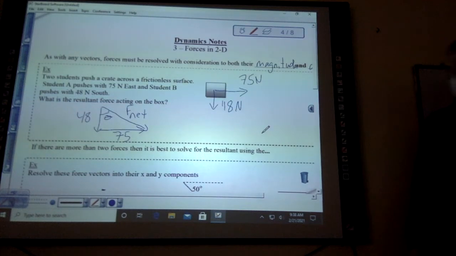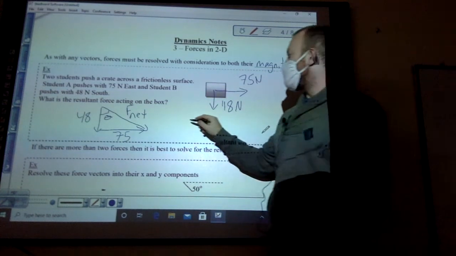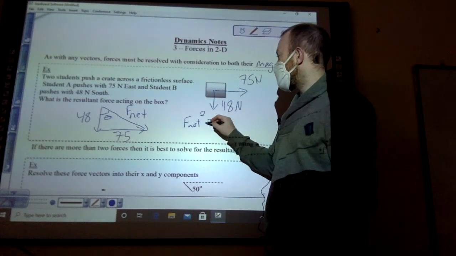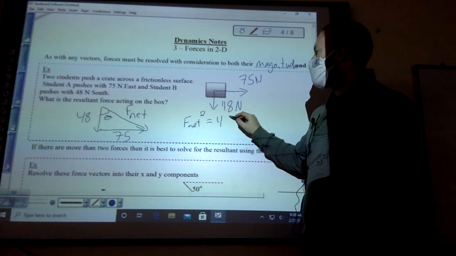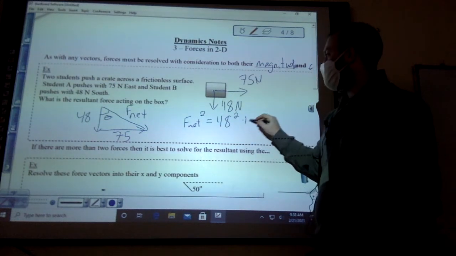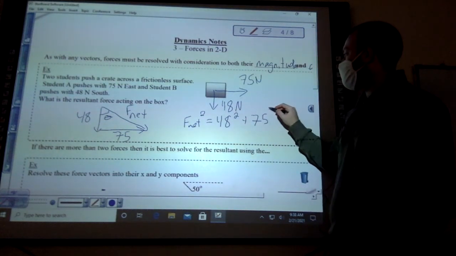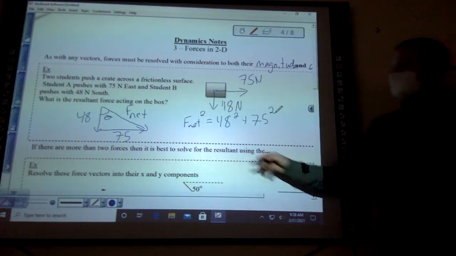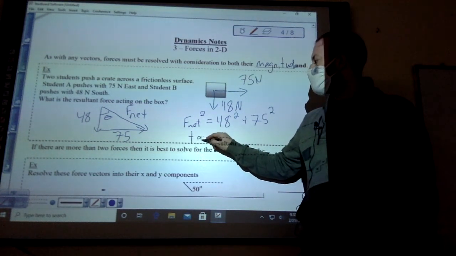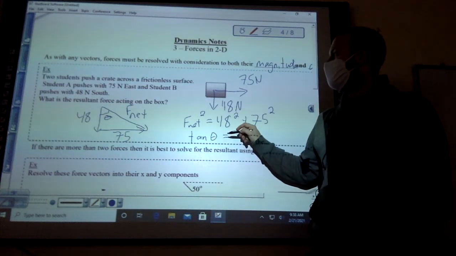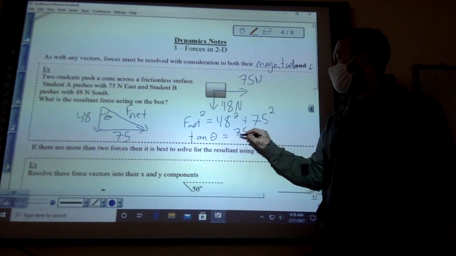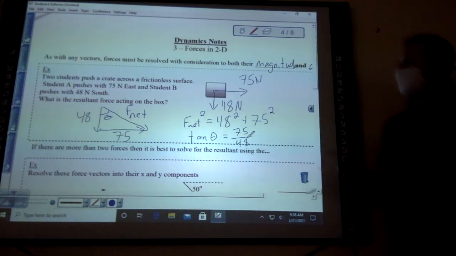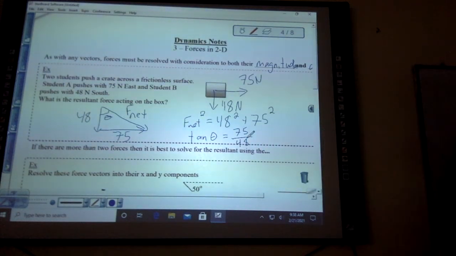All right, so let's now solve this. Again, like I do with most of these, I'm not actually going to get what the numbers are. That's irrelevant at this point. I'm just going to figure out the method of solving this. So I'm using Pythagoras, I can get F net. And I can use tan theta is the opposite, which is 75, over adjacent, 48. And from there, I can get what the angle is.